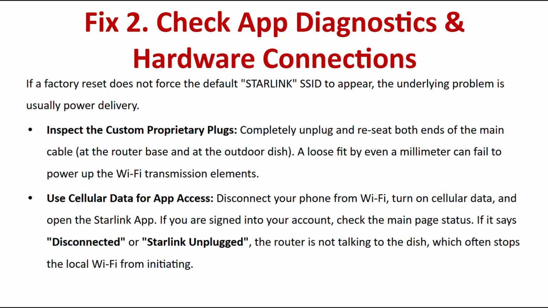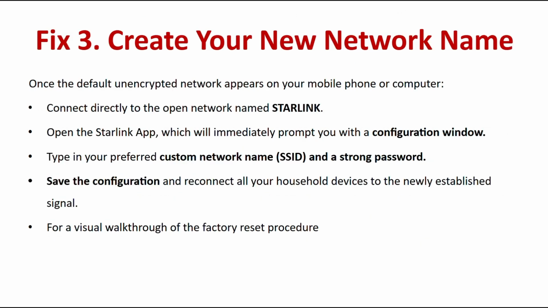Next, use cellular data for app access. Disconnect your phone from Wi-Fi and turn on cellular data. Then open the Starlink app. If you are signed into your account, check the main page status. If it says disconnected or Starlink unplugged, the router is not talking to the dish, which often stops the local Wi-Fi from initiating.